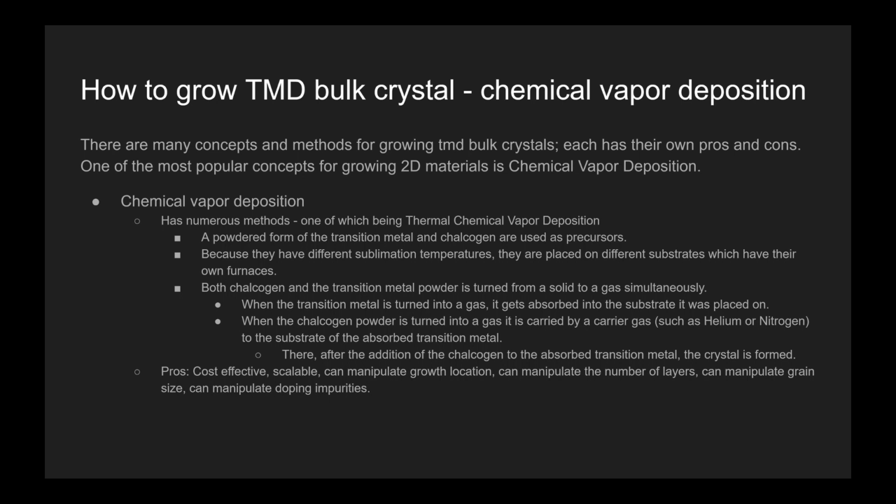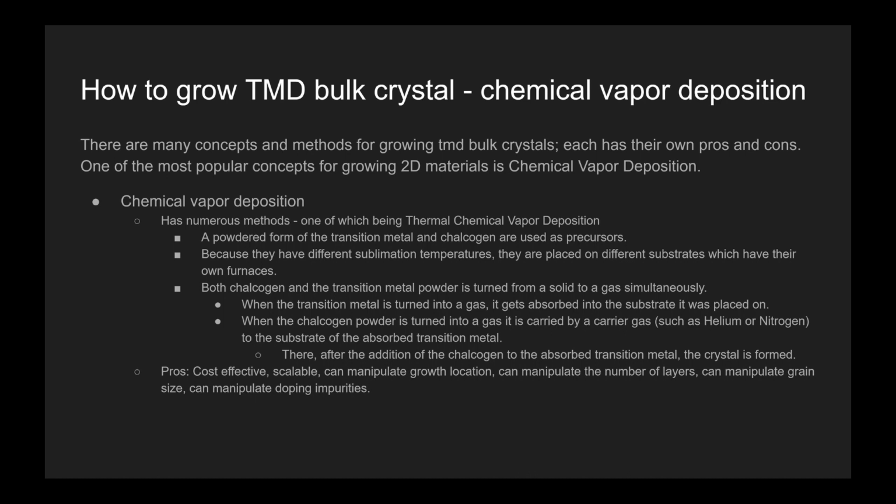So, how do you grow TMD bulk crystals? There are many concepts and methods for growing TMD bulk crystals, each with their own pros and cons. One of the most popular concepts for growing TMD materials is chemical vapor deposition. While this concept has various methods, I'm going to focus on thermochemical vapor deposition. In thermochemical vapor deposition, a powdered form of the transition metal and chalcogen are used as precursors. Because they have different sublimation temperatures, they are placed on different substrates which have their own furnaces. Both chalcogen and transition metal are turned from solid to gas simultaneously.